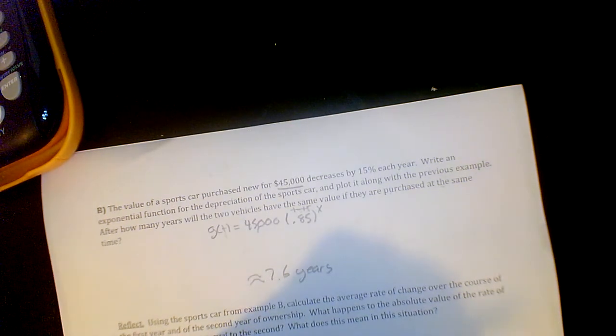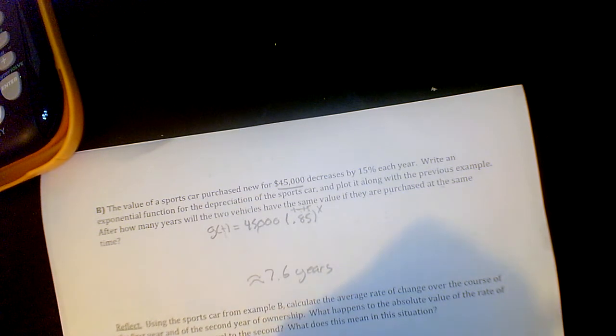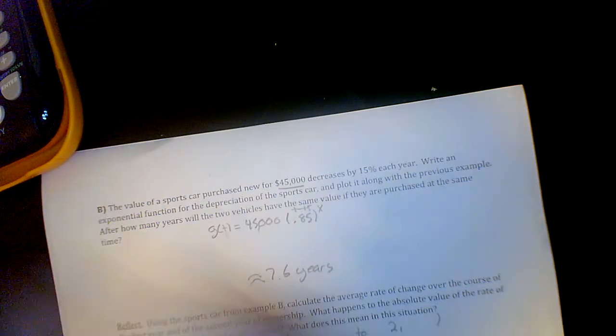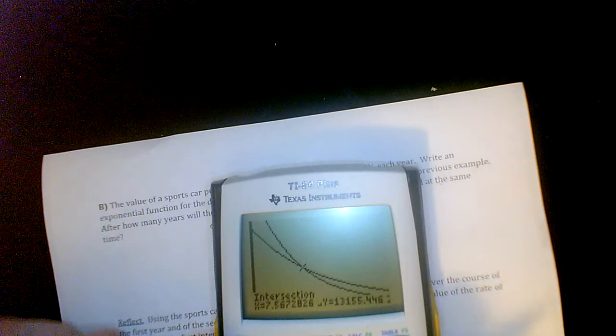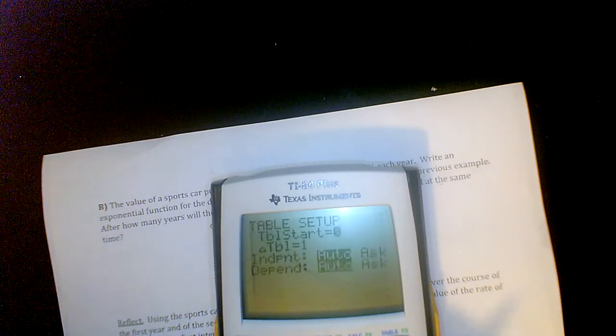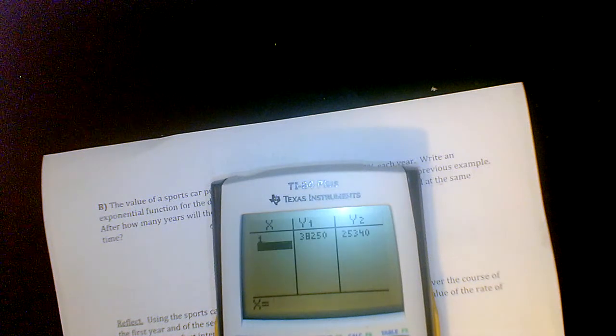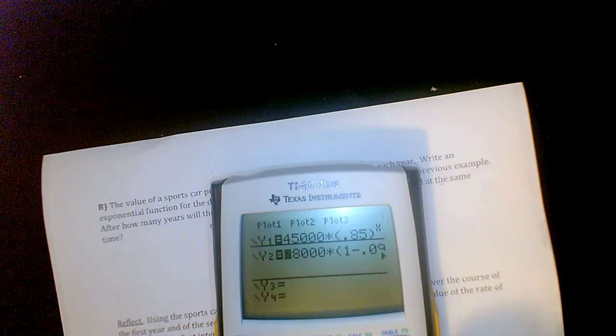That means we're going to have to go from 0, 45,000 to 1 something, and then again to 2 years and something. So, I don't know. Let's use our table. So I'm going to go second table set, put it on ask, and then it can give us our answers when we plug in 1. So here's 1. Let's go ahead, we don't need this guy anymore, let's delete it.